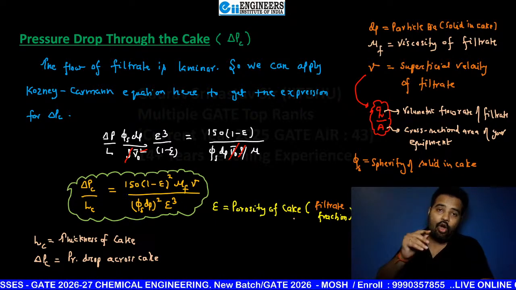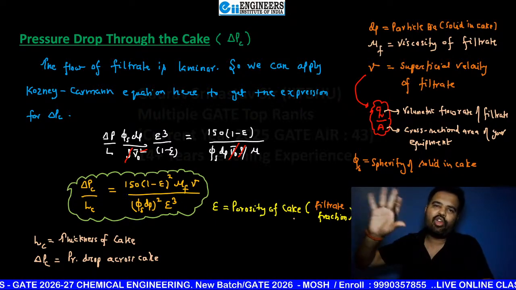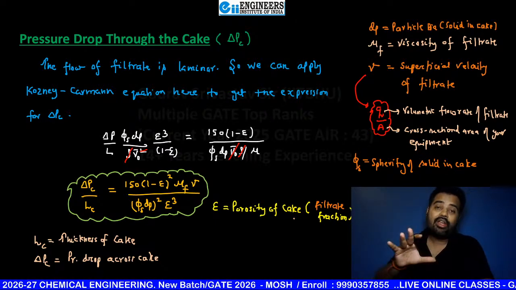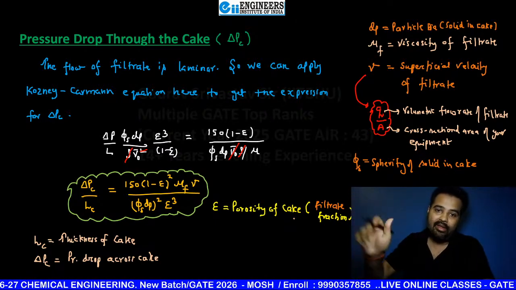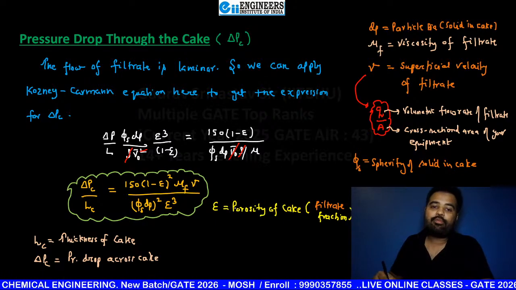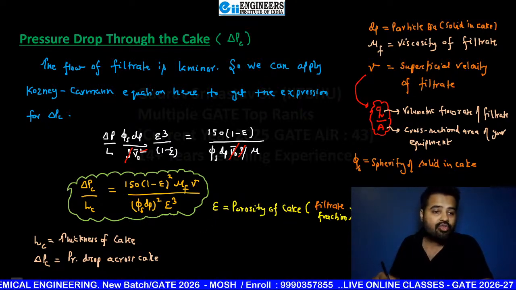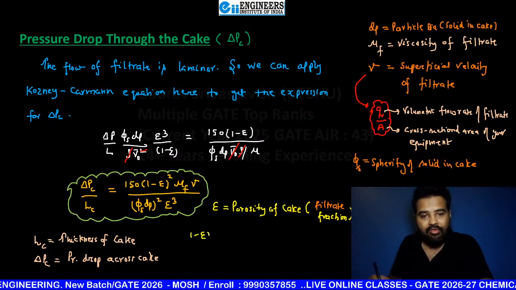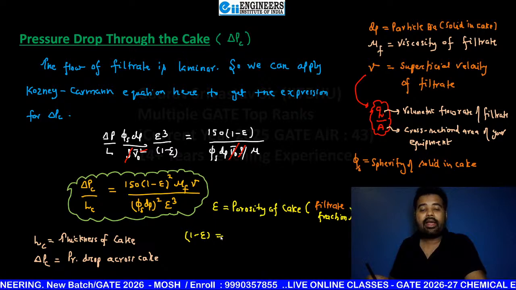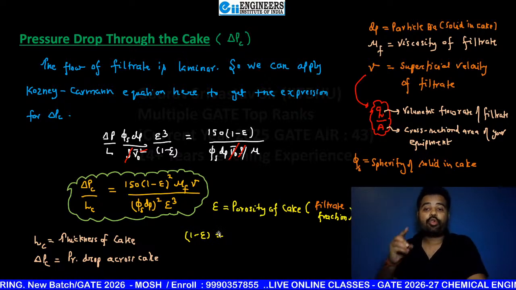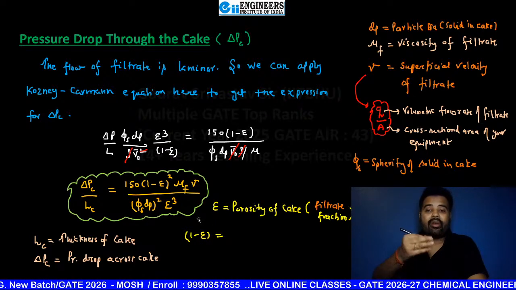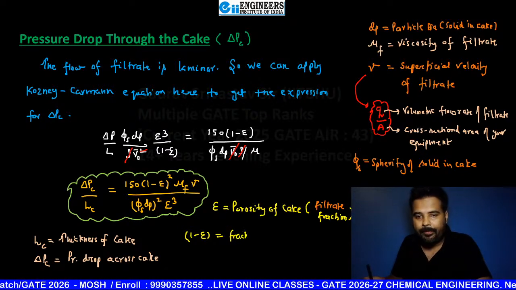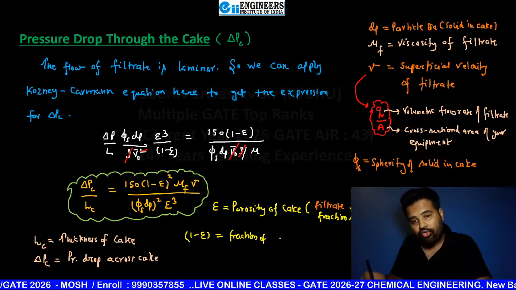So inside cake, suppose water and some solid is there. I am asking how much fraction of water, not percentage, is there in that cake. That is your epsilon. That is porosity of cake. If I'm writing 1 minus epsilon, then what does 1 minus epsilon represent? Epsilon is porosity of filter cake, so 1 minus epsilon is fraction of solid particles in the cake.